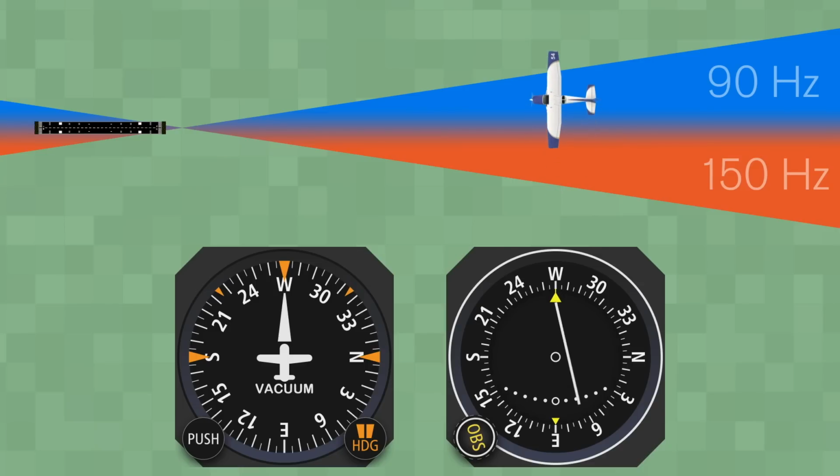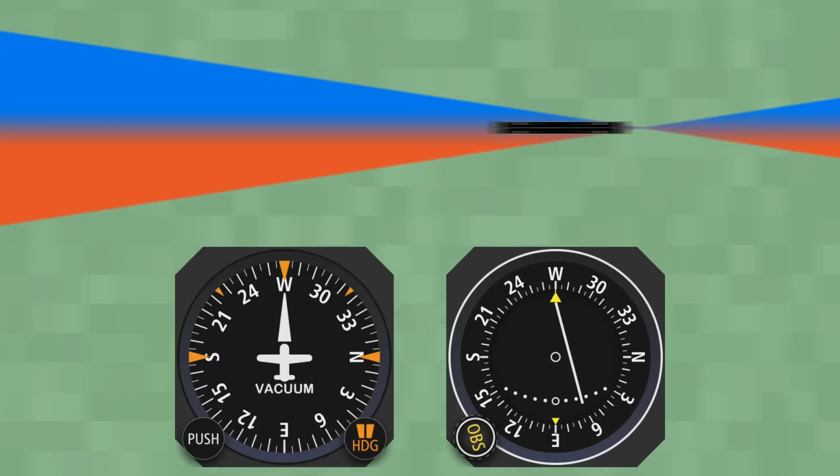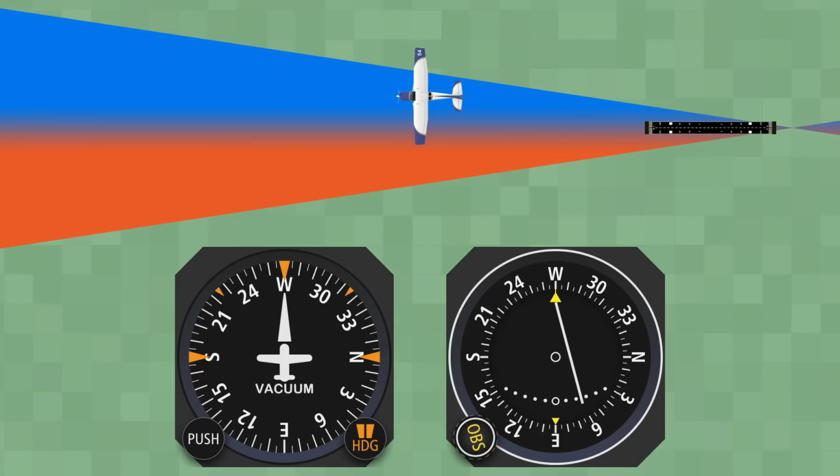If you drift to the right and the receiver is picking up a stronger 90 Hz signal, the CDI will move to the right, which on the front course is correct, but on the back course will be the opposite. So when flying inbound on the localizer back course, it is necessary to fly away from the needle in order to correct for any deviations. This procedure should also be followed when flying on the front course of the localizer, but in the opposite direction, away from the airport.